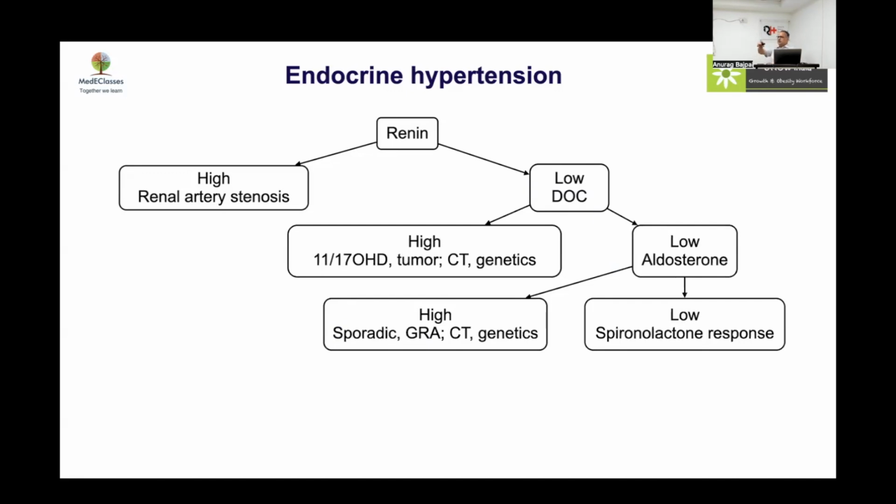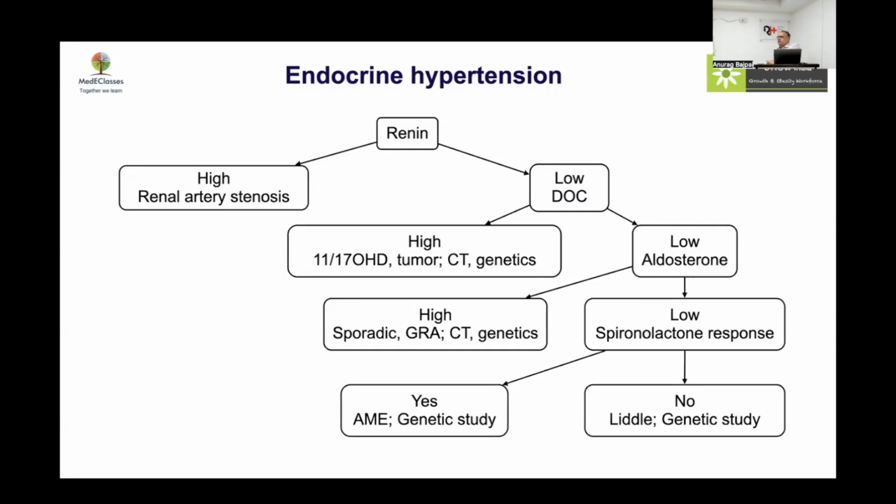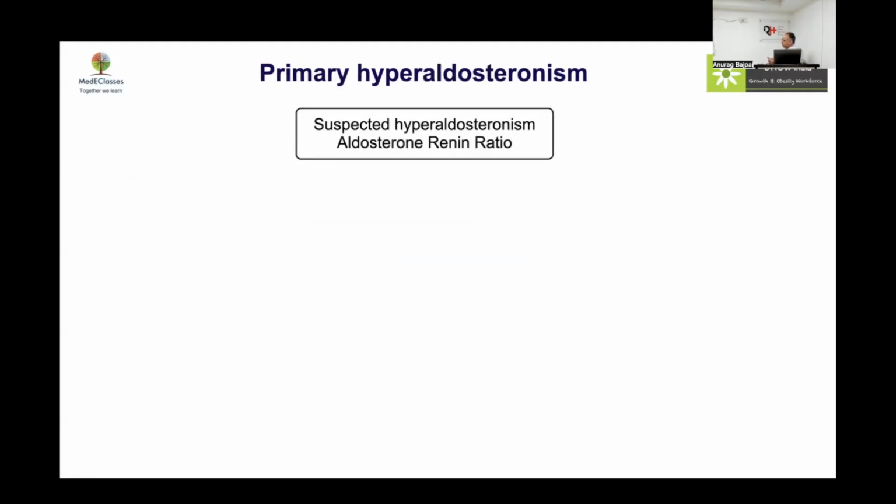How would spironolactone response tell you? If the spironolactone response is present, it will be AME, apparent mineralocorticoid excess, and if it's not there, you can think of Liddle syndrome. Both will respond to amiloride. So amiloride response is not going to help you out in that regard.